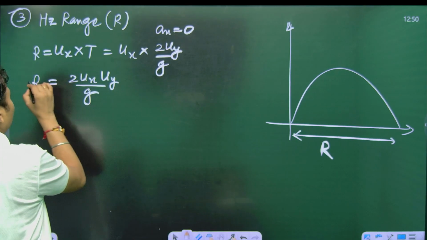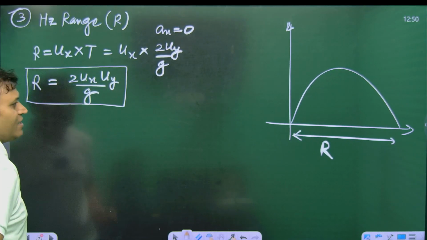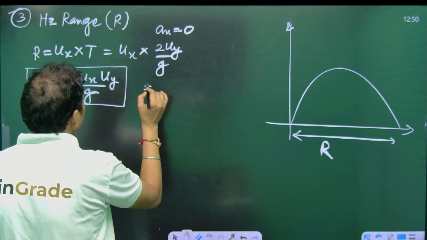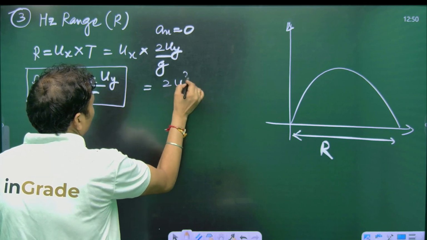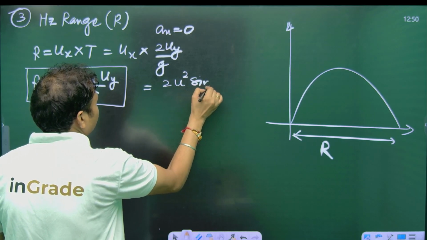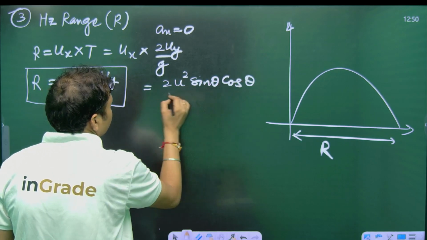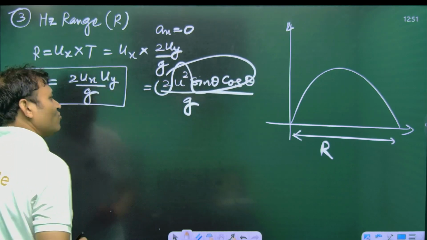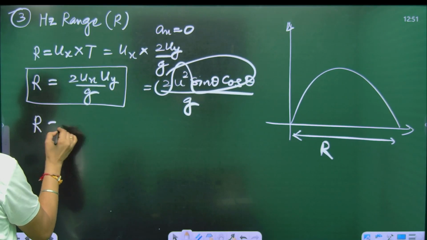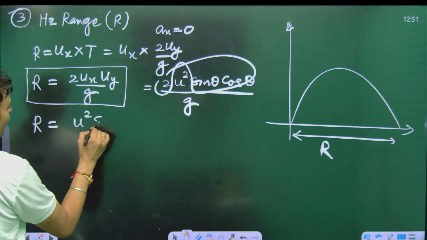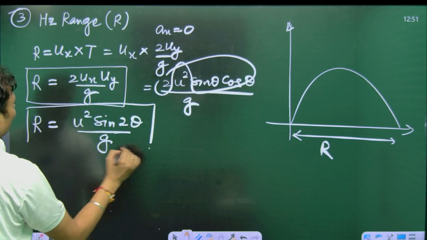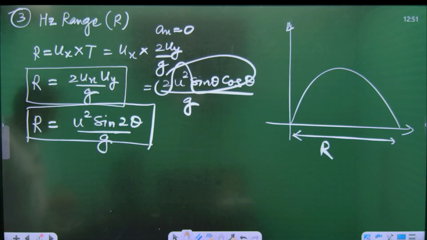If we put the values of Ux and Uy, Ux is equal to U cos theta, Uy is equal to U sin theta, it will be 2U square sin theta cos theta upon g. 2 sin theta cos theta is equal to sin 2 theta. So the range is equal to U square sin 2 theta by g. That is equal to twice of Ux into Uy by g.